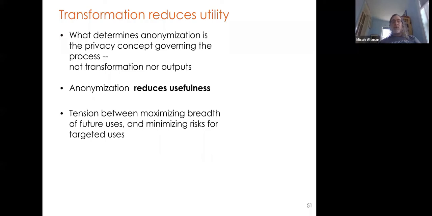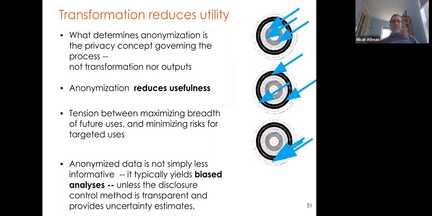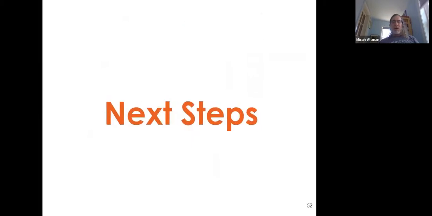So all of these transformations reduce utility. There's a tension between maximizing the breadth of future uses and minimizing risk for targeted uses. If you know exactly what you want, you can focus on a method that protects privacy for that particular use. If you're trying to create a general reusable synthetic data set, it's not going to be as useful for every specific use. And if you don't say how you anonymized it and you don't provide the measures of the uncertainty you introduced, you're going to get biased analysis. This is true no matter what method you use, and it's always been true, but it's becoming more obvious, and the debate over the census result highlights this.